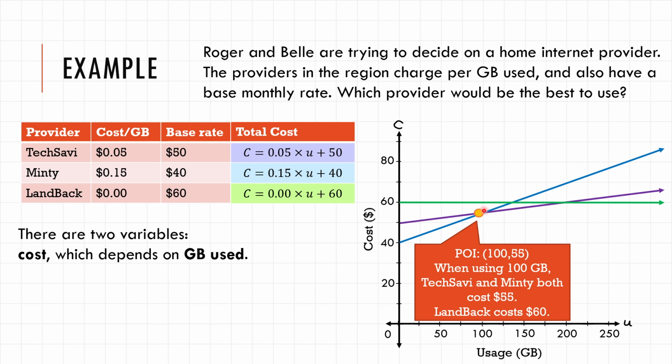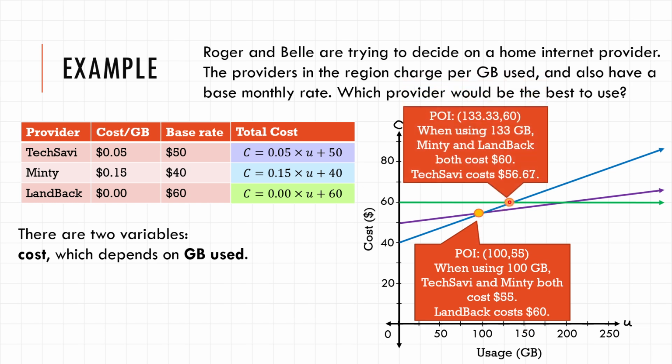Well, what about the next point of intersection? Just going from left to right, the next time I see them intersect is right there. So the point of intersection here is 133.33 and 60. So what does that mean? When we're using about 133 gigabytes, Minty, which is in blue, and Landback, which is in green, both cost the same amount. They both cost $60. Tech Savvy, though, is still the cheaper option at this point because it only costs $56.67 for using 133 gigabytes.